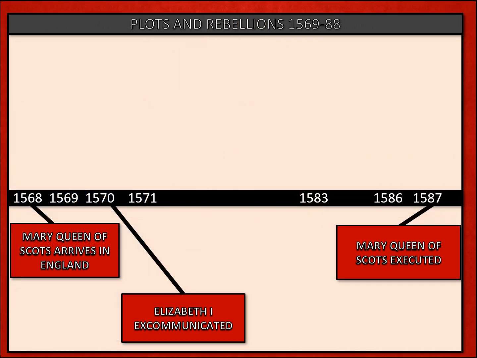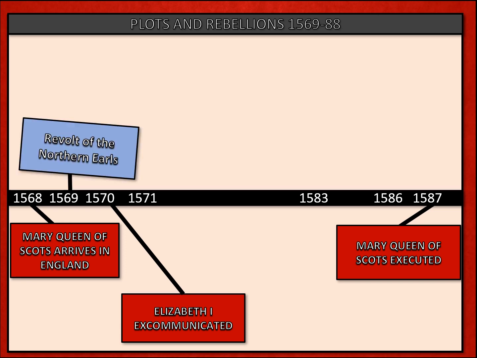Okay, so let's see how things are going to fit together. Underneath the timeline, you can see 3 key moments of change. Mary arrived in 1568. 2 years after that, Elizabeth was excommunicated by the Pope, and then finally Mary was executed in 1587. And we're going to plot against that 4 plots and rebellions against Elizabeth.